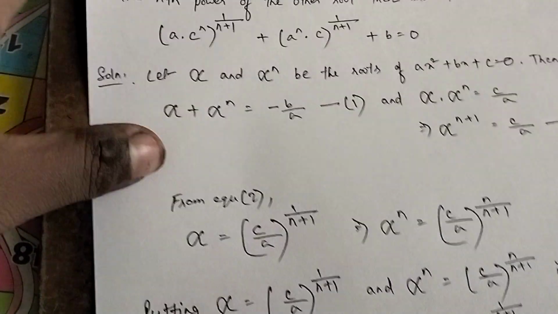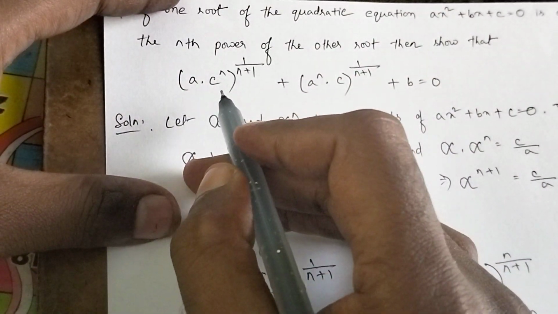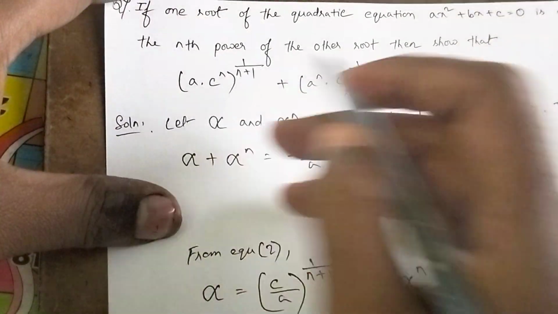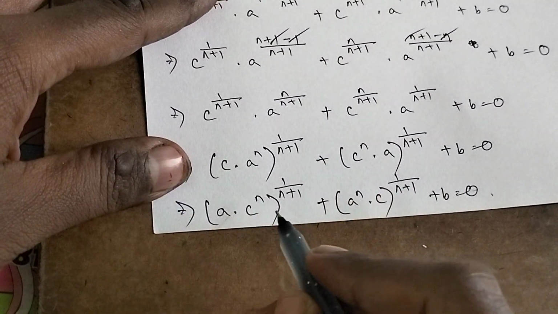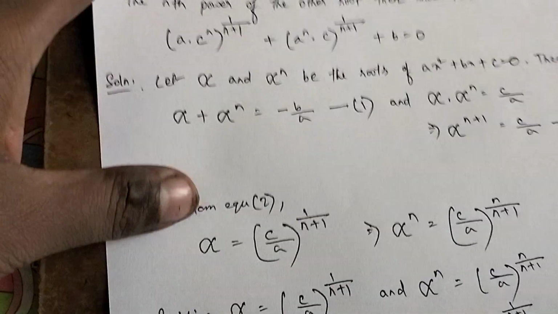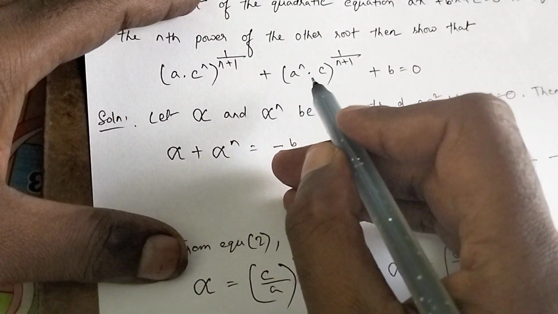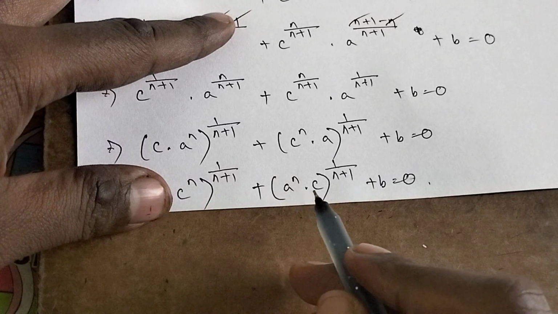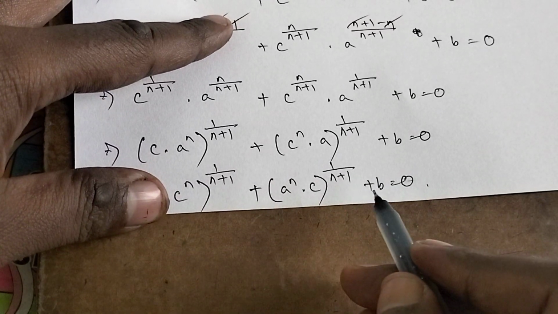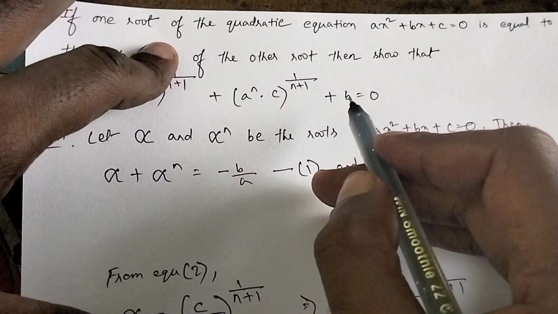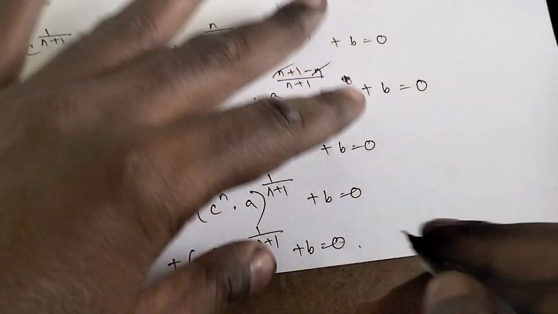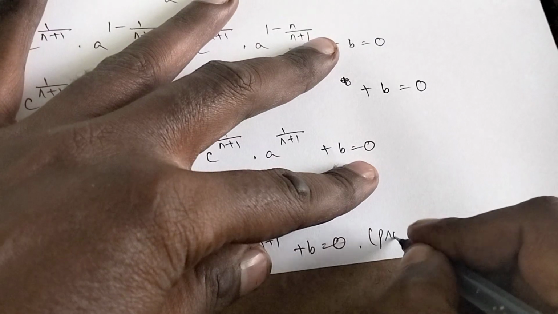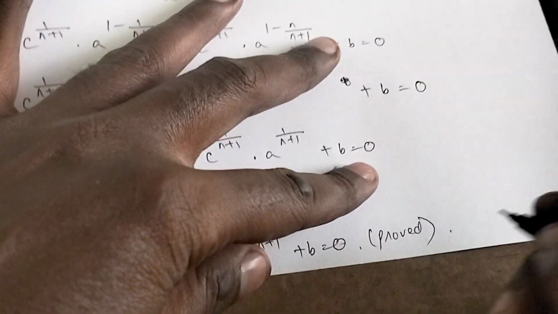So we proved. See, a into c to the power n whole to the power 1 by n plus 1, plus a to the power n into c whole to the power 1 by n plus 1, plus b is equal to 0. So we have proved the identity. Clear? Thank you.